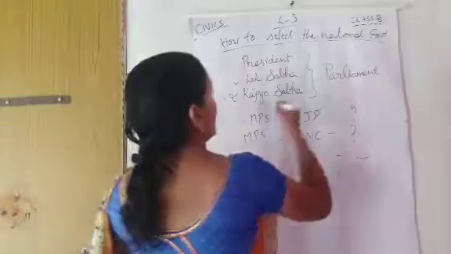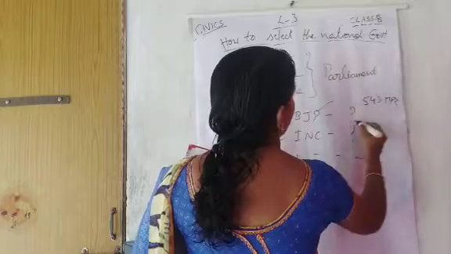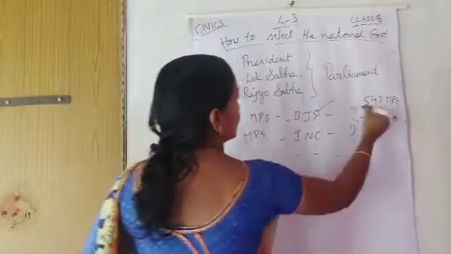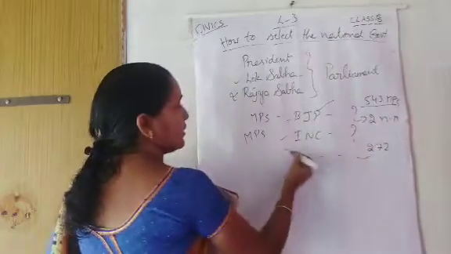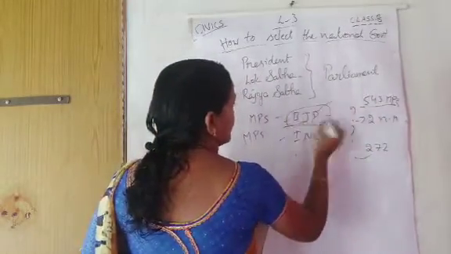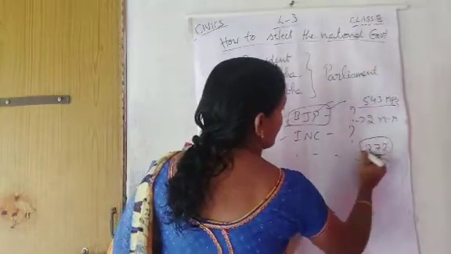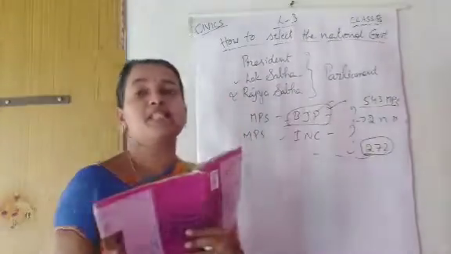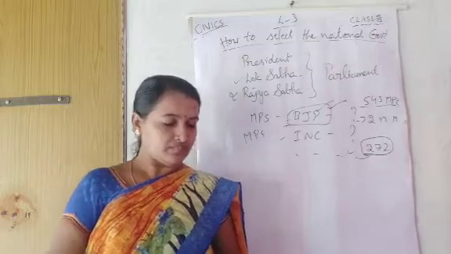So the total Lok Sabha members are 543 MPs, and 2 nominated members will be there. In these 543, what is the half? That's 272. So if any party wants to form the government, at least that party should get more than this 272. That means more than half. They should get the majority.